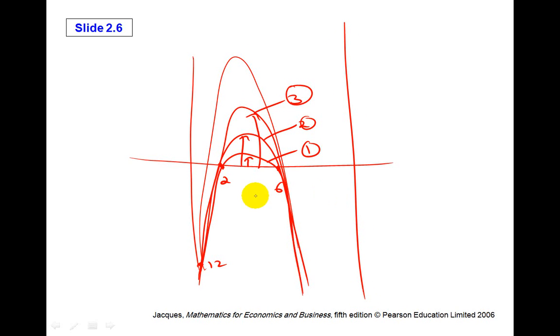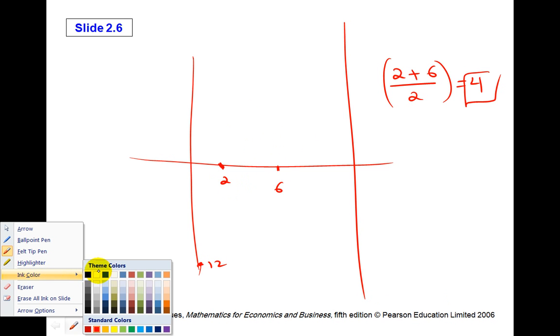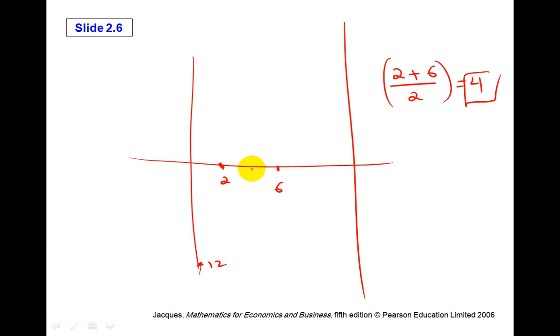So I'll tell you to do one thing here. Take the two solutions, which is 2 and 6, and add them, then divide them by 2. That means 2 plus 6 divided by 2. 2 plus 6 is 8. 8 divided by 2 will give you 4. So this 4 is showing me the midpoint here between 2 and 6.